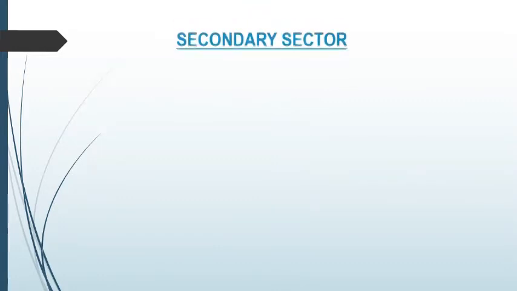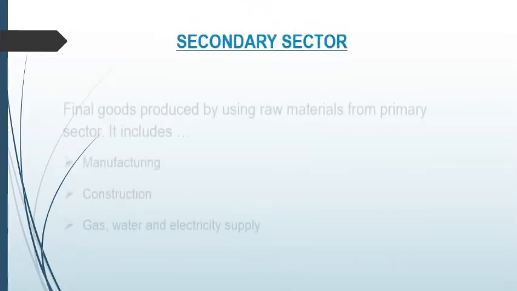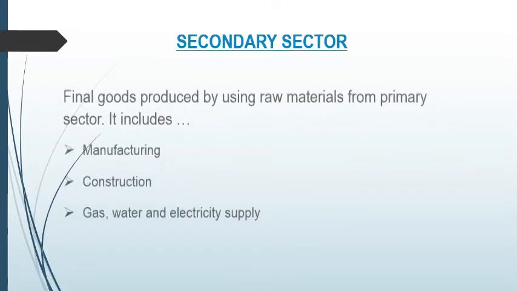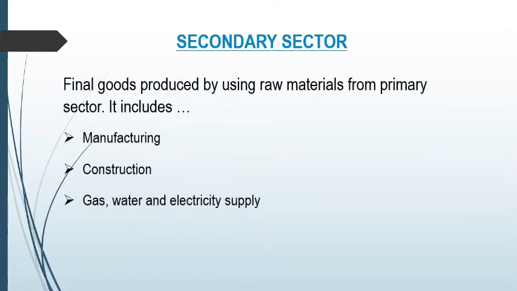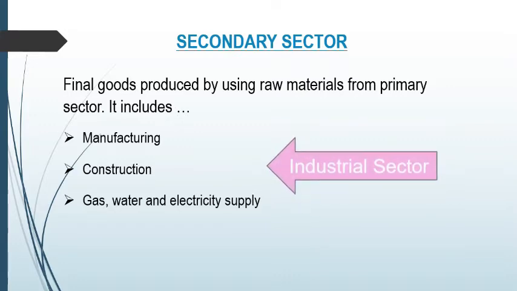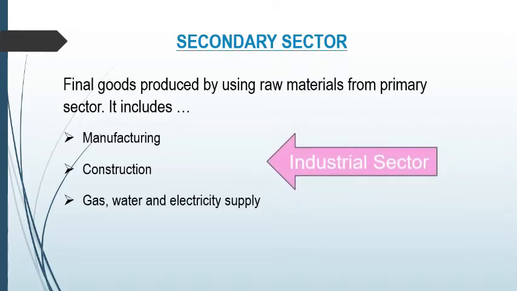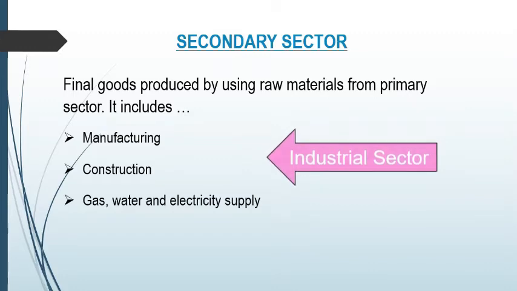Secondary sector. In this sector, natural goods are used to produce final goods through process of manufacturing. For example, making sugar from sugarcane, bricks from clay. This sector also includes important activities like manufacturing, construction, supply of water, gas and electricity.